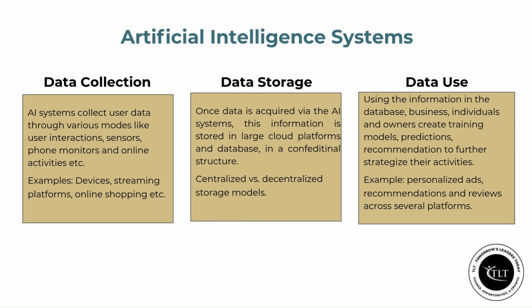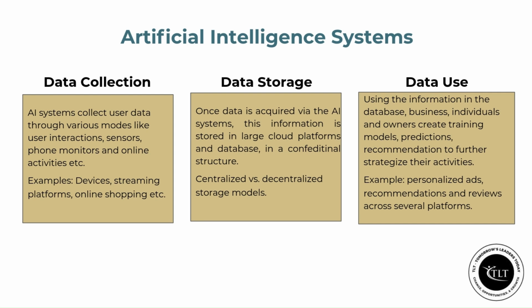So, data collection. AI systems collect user data through various modes like streaming platforms, online interactions, scanning data, devices, and more. Data storage. Once this data is collected, how this information is used and stored is also a job of the artificial intelligence systems. It is stored in large cloud platforms and databases and in confidential structures. This is where we see the centralized versus decentralized models.